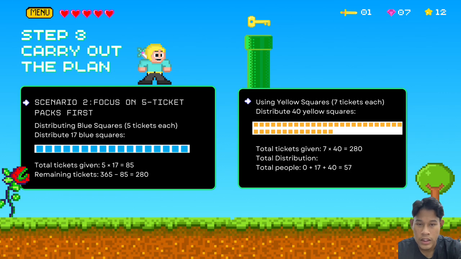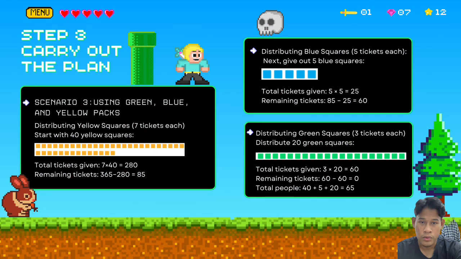So each square contains 7 tickets. So 7 tickets, we multiply it by 40 and we got 280. So the total distribution is 17 plus 40 equals 57.